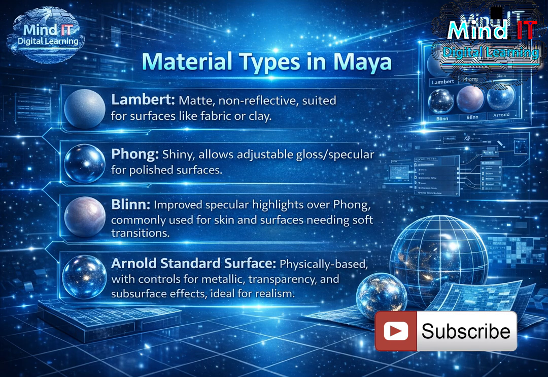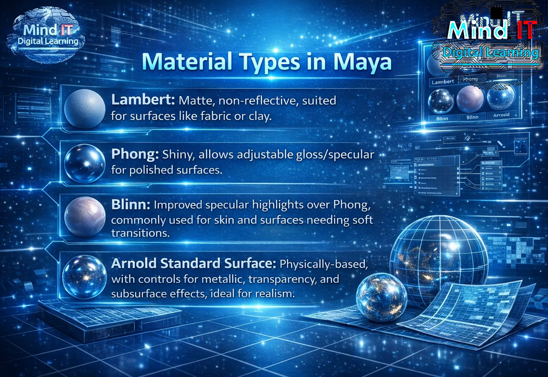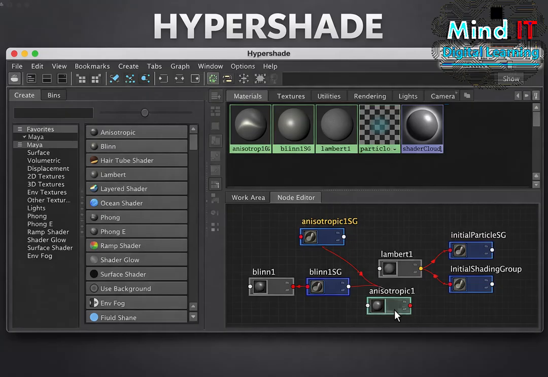Material types in Maya. Maya offers several primary material and shader types. Lambert: matte, non-reflective, suited for surfaces like fabric or clay. Phong: shiny, allows adjustable gloss or specular for polished surfaces. Blinn: improved specular highlights over Phong, commonly used for skin and surfaces needing soft transitions. Arnold Standard Surface: physically based, with controls for metallic, transparency, and subsurface effects, ideal for realism. Hypershade: the node-based interface in Maya for creating, editing, and layering complex materials and connections.